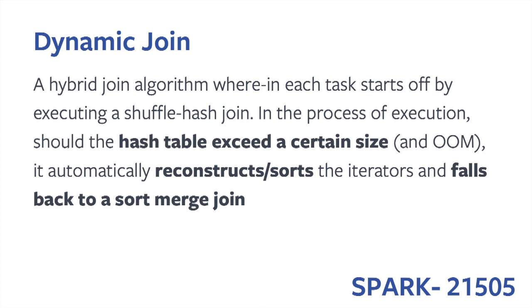The other variant of these joins that we discuss is called dynamic join. Dynamic join is based on a very famous paper by David DeWitt and Naughton that describes a hybrid join algorithm where each task starts off by just doing a shuffle hash join. So this is the second join I talked about, which is there in Spark. But in the process of execution, if the hash table that we have on the right OOMs for some reason, we go back and automatically reconstruct this hash table. And if we cannot, it falls back by sorting to a sort merge join. So it's basically a hybrid between a shuffle hash and a sort merge join, where some tasks can do the sorting and some tasks will have to do the shuffle hash join.